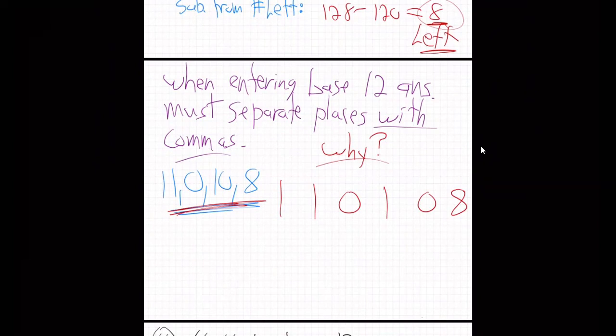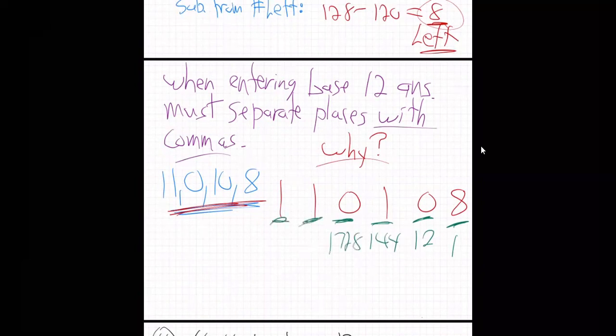How would people know what you mean? In other words, maybe this is the ones place for sure. Is this the 12s and the 144s and the 1728s and whatever comes next? Is that right? No, no, no. You mean the 8 is in the ones. That part's right. But you mean the whole 10. These guys together are supposed to be in the 12s place, not the 0 in the 12s place and the 1 in the 144. Well, how are they going to know? You got to use commas. Do you see why you have to use commas?